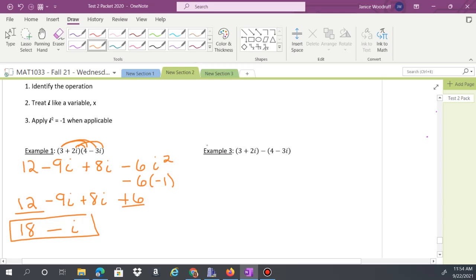All right, we'll just go to example 3 here. This is subtraction. What do I do in subtraction with variables? Distribute what? Yeah, I distribute a negative 1 here. Good. So bring down 3 plus 2i, then distribute this negative 1. So it'll be minus 4 and plus 3i. Now what? Combine like terms. 3 minus 4, negative 1. 2i plus 3i, 5i.